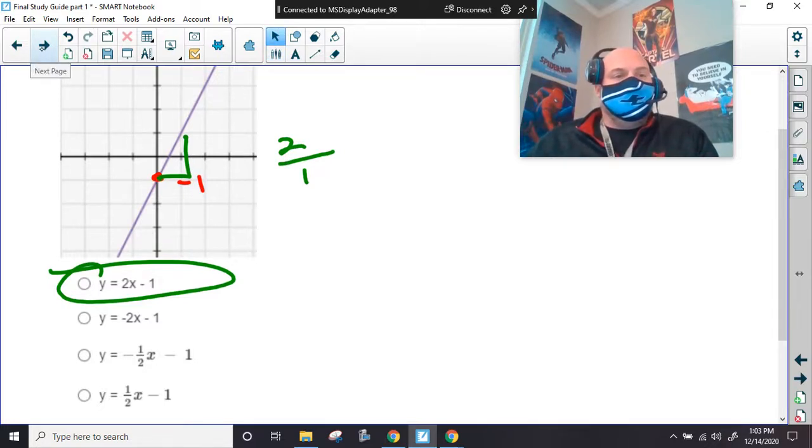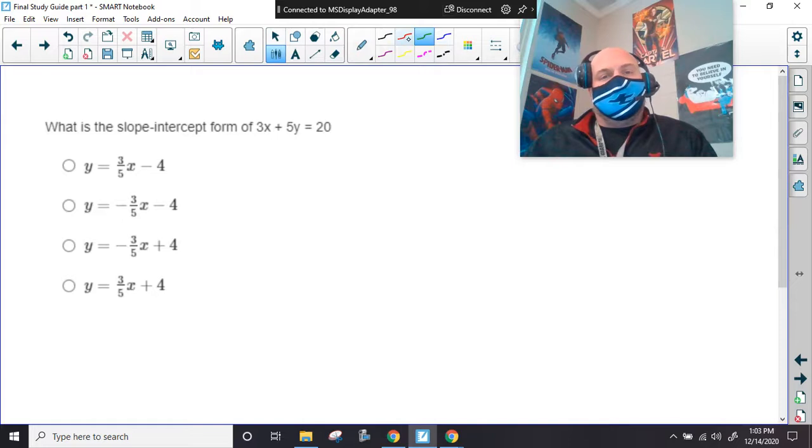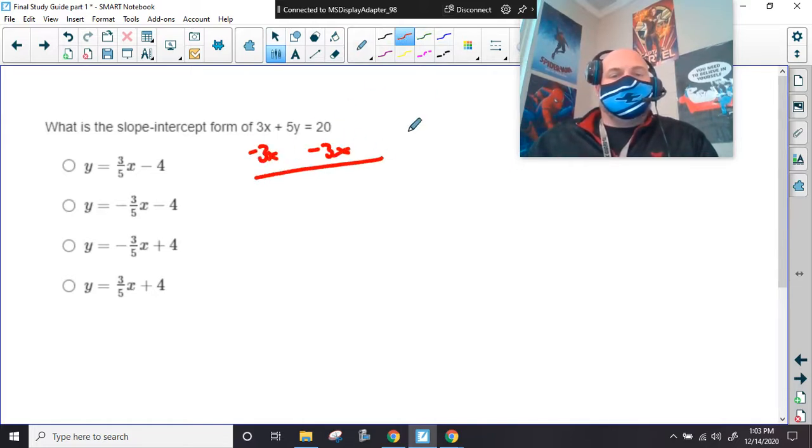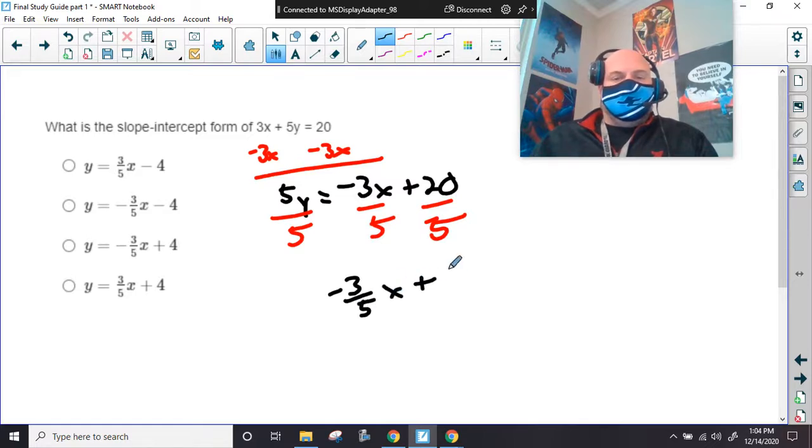All right. What is the slope intercept form of this? That means we got to solve for y. So we're going to subtract 3x. Okay, divide by 5. So this gives us negative 3/5 x plus 4.